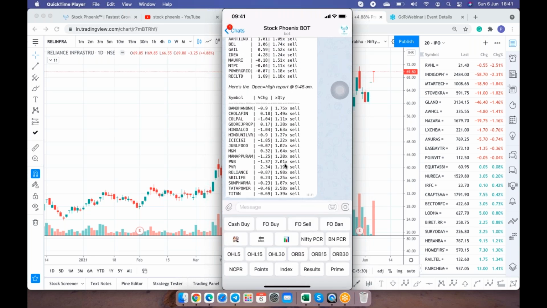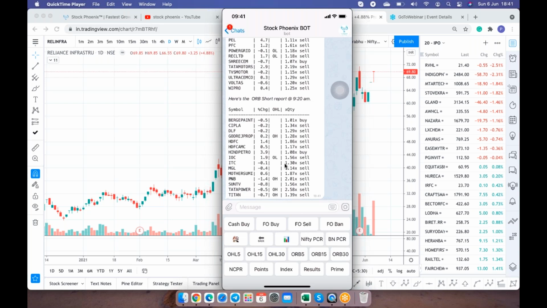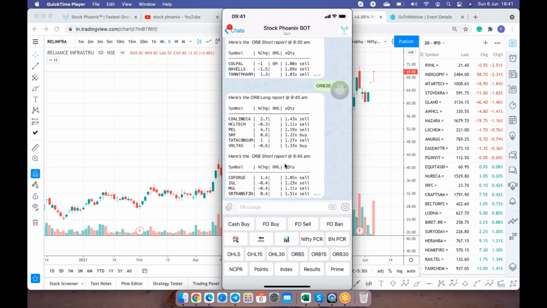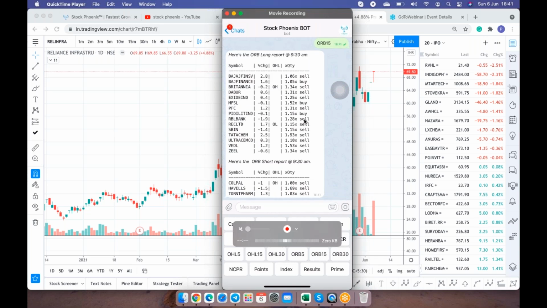Next, you have a similar ORB 5 minutes, ORB 15 minutes, and ORB 30 minutes. It gives you information quickly. If you say over 15 minutes, this is on the sell side, Britannia, REC on the sell side, it's open equals to low, right? This is open equals to high on the short side. So this information also can be pulled up quickly.